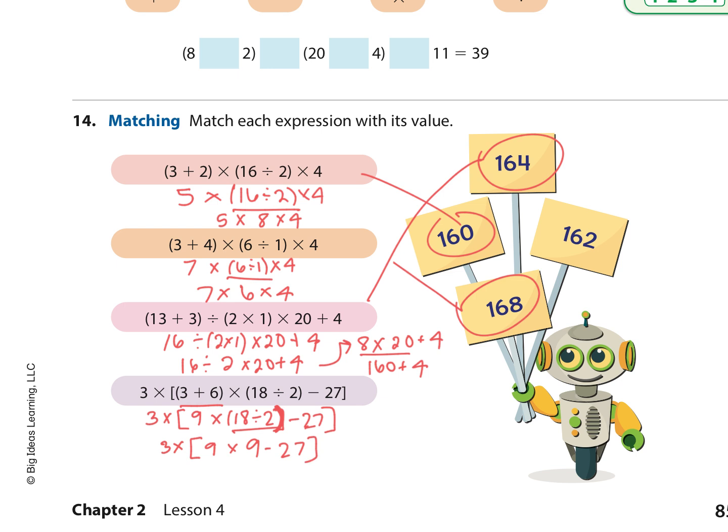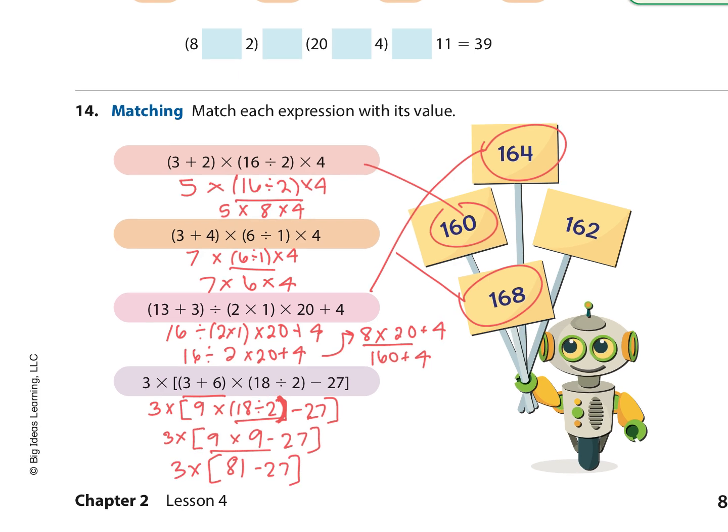Okay, now what do I do? All my parentheses are gone inside those brackets. So now what do I do inside those brackets? Yep, you do the 9 times 9, which is 81. Good. And then you subtract. And then I'm going to bring everything down. And now, what do I do?